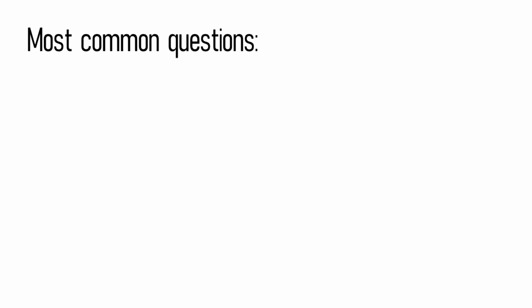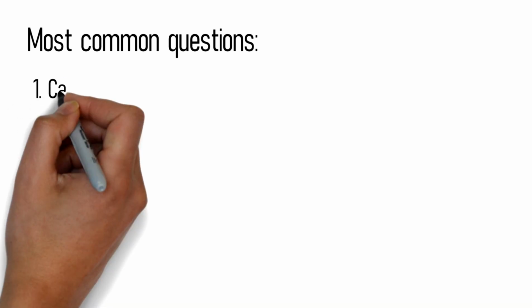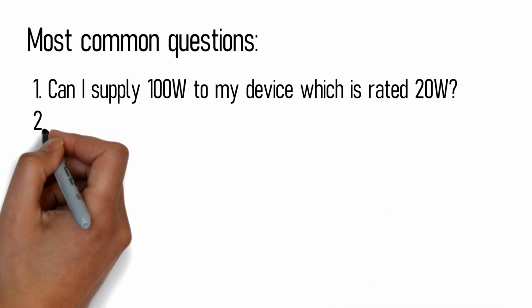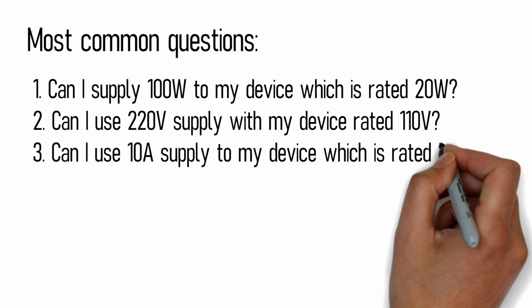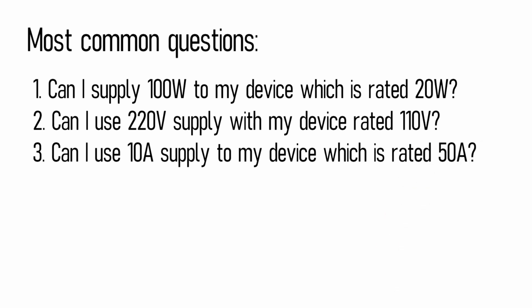However, there is one aspect that we can manipulate assuming that it is the required type of power source. That is, power rating, voltage rating, and current rating. To generalize the most common question regarding power source, let us consider these three example questions. 1. Can I supply 100 watts to my device which is rated 20 watts? 2. Can I use 220 volt supply with my device rated 110 volts? 3. Can I use 10 amp supply to my device which is rated 50 amps?